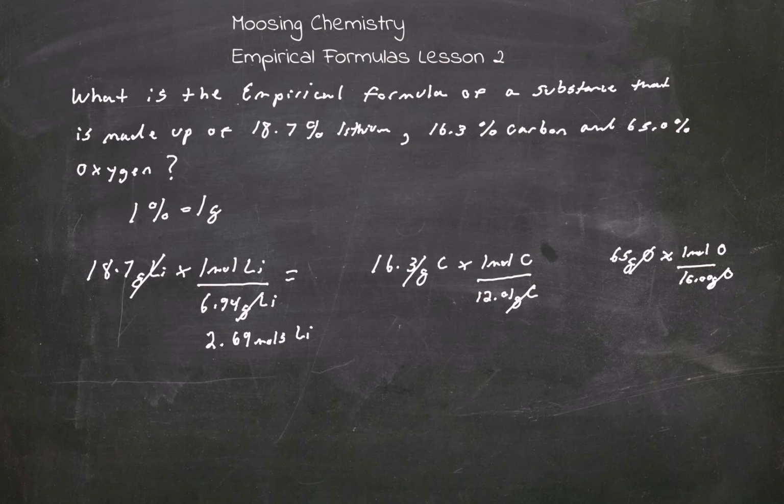Then we're going to take 16.3 divided by 12.01, and that's going to give me approximately 1.35 moles of carbon. Some people might want to argue 1.36 because actually it's 1.357, but we can go with that. 65 divided by 16 is going to give me 4.06 moles of oxygen.